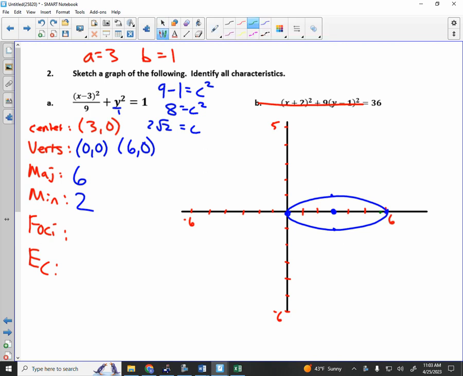Notice how close that is to our vertices. So this thing is really stretched. Really stretched. So we're going to name that.